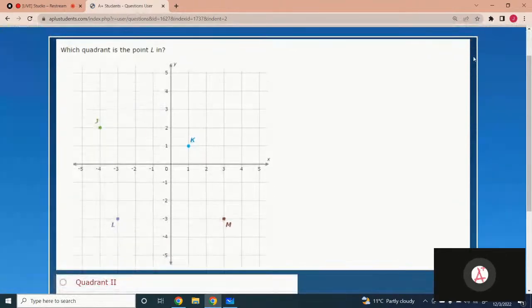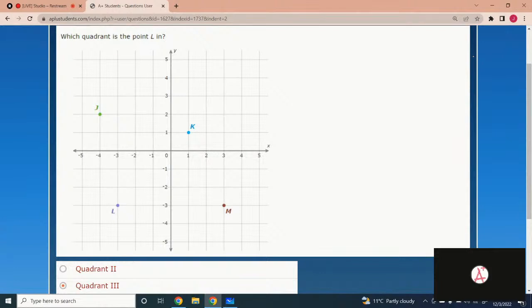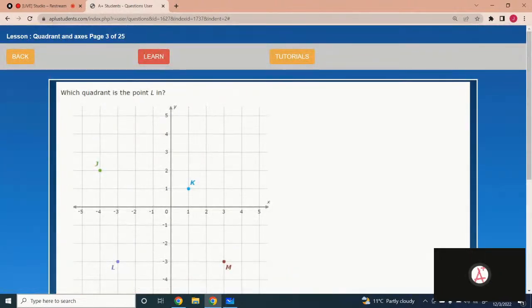Okay, which quadrant is the point L in? Okay, L is in which quadrant? Who knows the answer? Point L is in which quadrant? 1, 2, 3, 4. So L is in third quadrant. Got it? So just select the correct option, then click on the OK button.